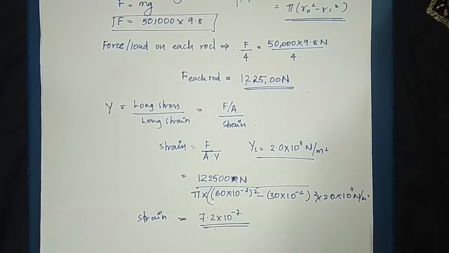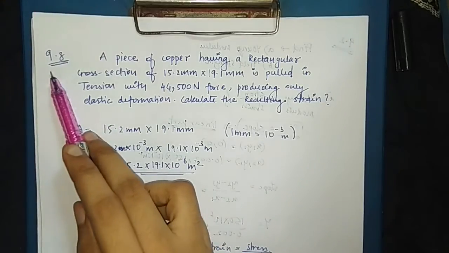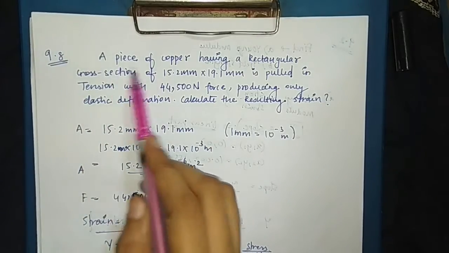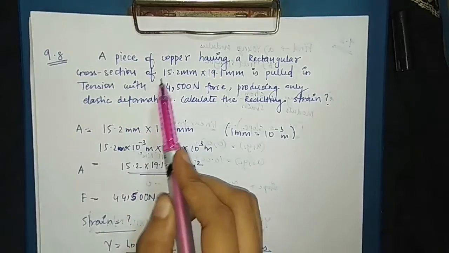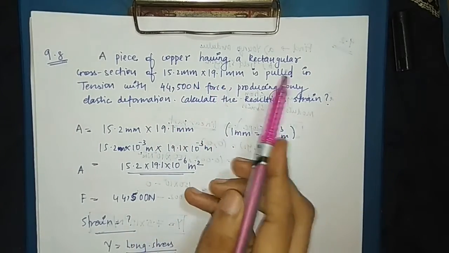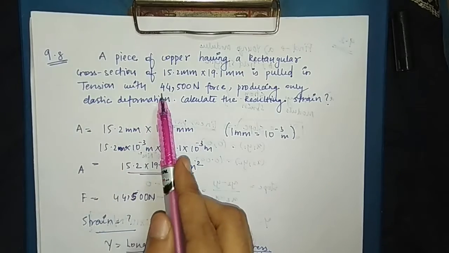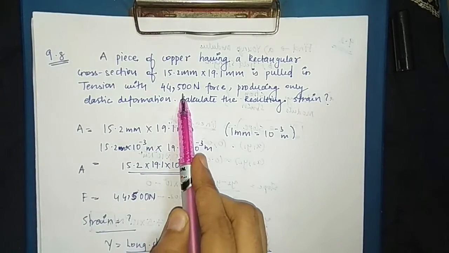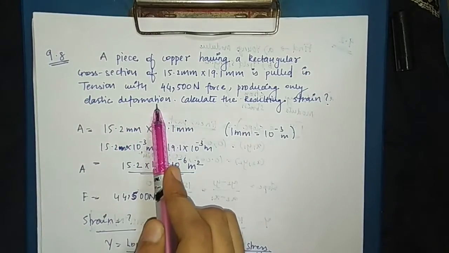So let's solve exercise 9.8. A piece of copper wire having a rectangular cross section of 15.2 mm into 19.1 mm is pulled in tension with 45,500 Newton force, producing elastic deformation.